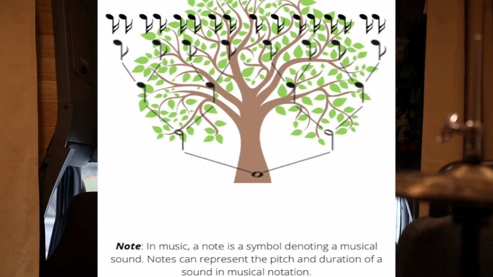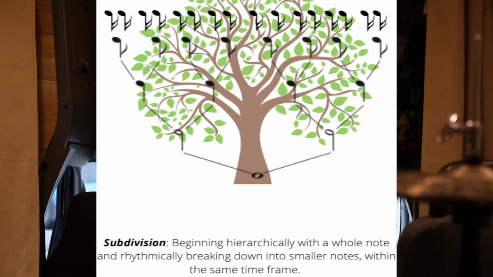Now let's take a look at what a note is. In music, a note is a symbol denoting a musical sound. Notes can represent the pitch and duration of a sound in musical notation. Since a beat is represented by a note, let's look at subdivision within the rhythm tree. Subdivision: beginning hierarchically with a whole note and rhythmically breaking down into smaller notes within the same time frame.